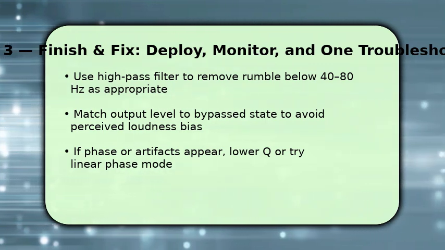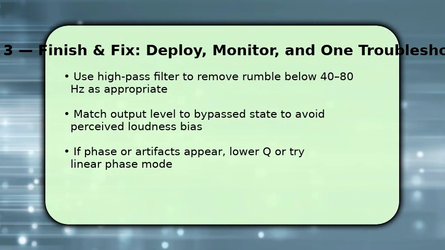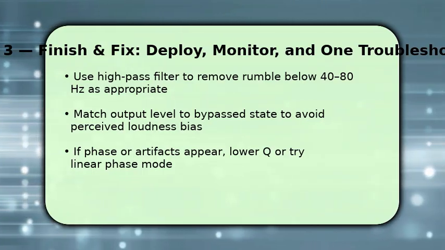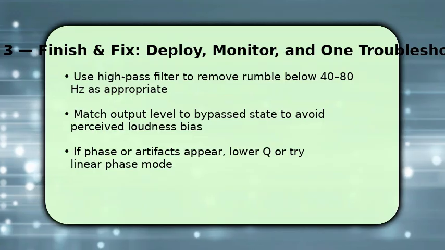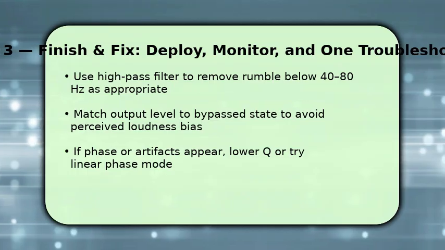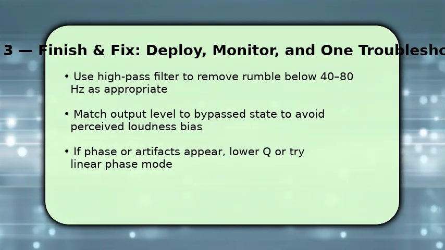Once done, match the processed output level to the bypass level so you're not fooled by loudness differences. Use gain trim in the plugin. If you hear phase issues or ringing, reduce the Q, move the band slightly, or switch to linear phase if available. This fixes common artifacts quickly.